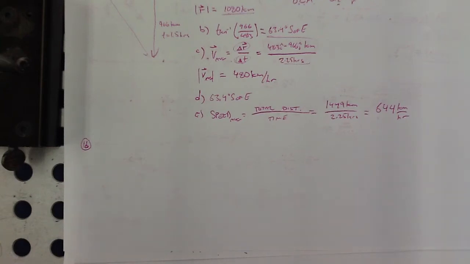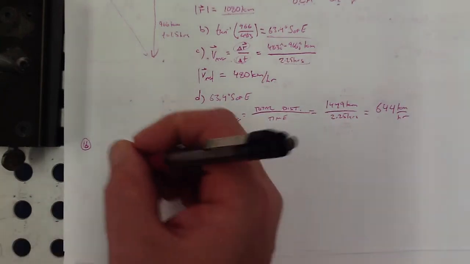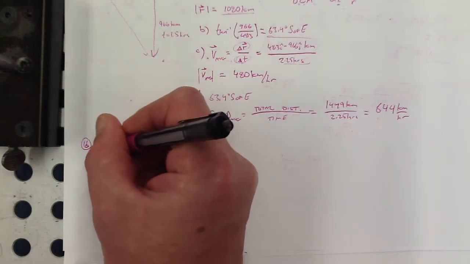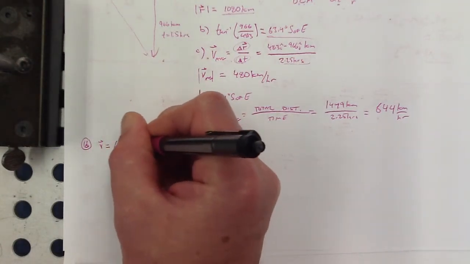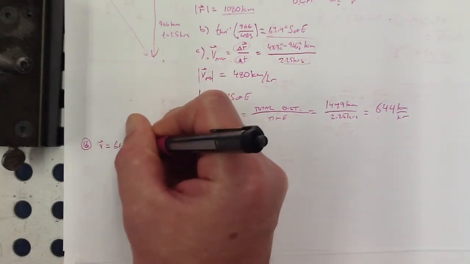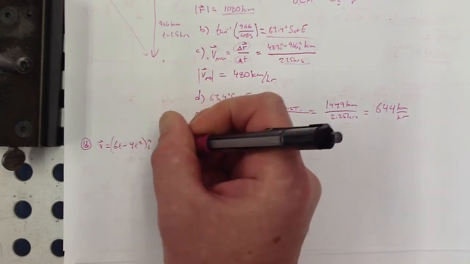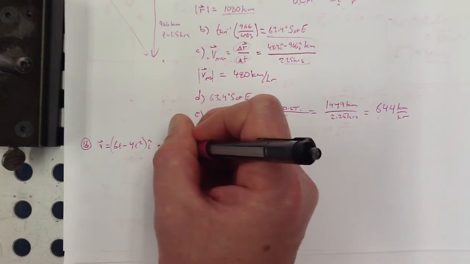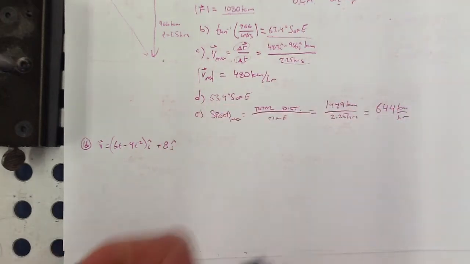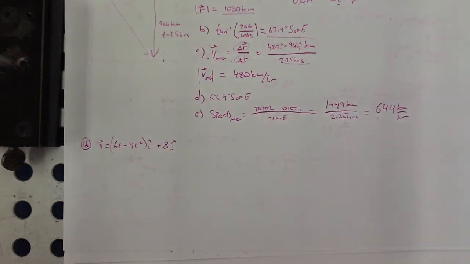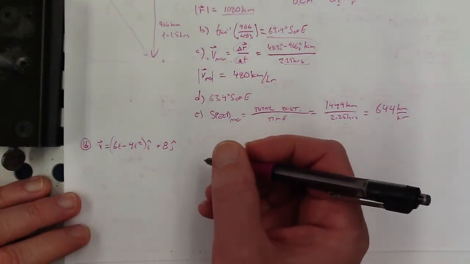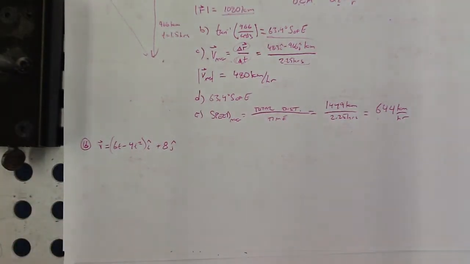The velocity v of a particle moving in the xy plane is given by this vector function, 6t minus 4t squared in the i direction, plus 8j. All right. Now, what's the acceleration when time is 3?